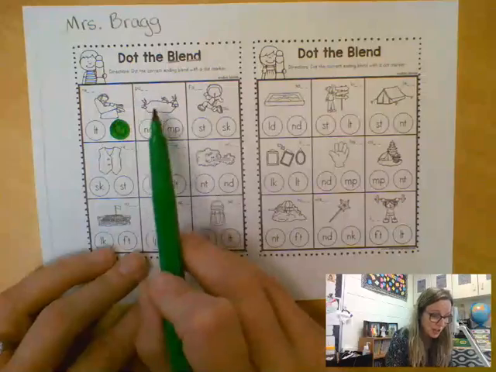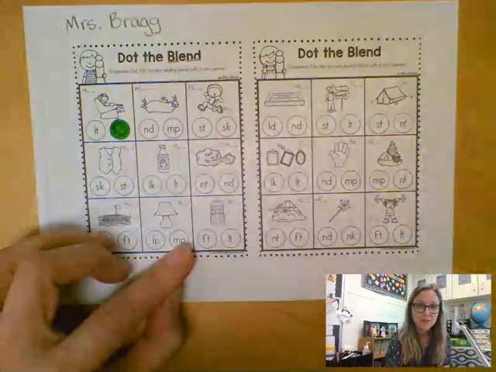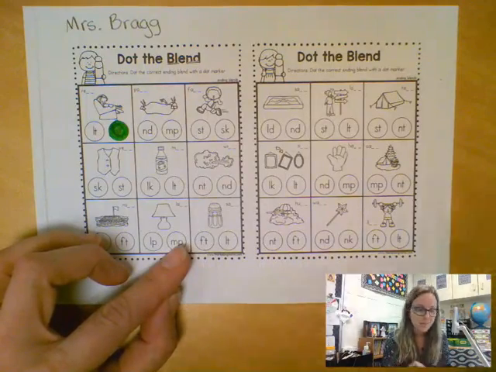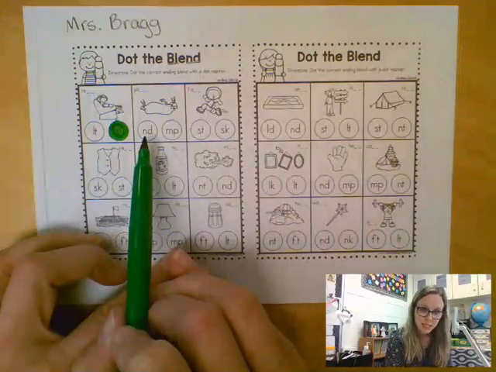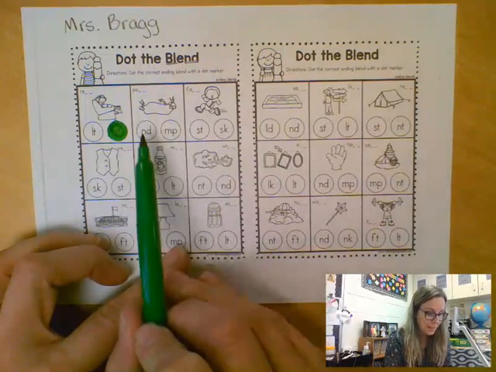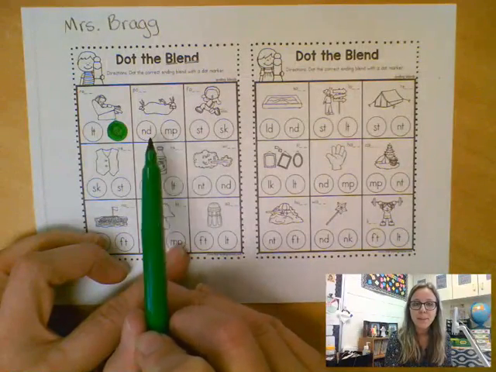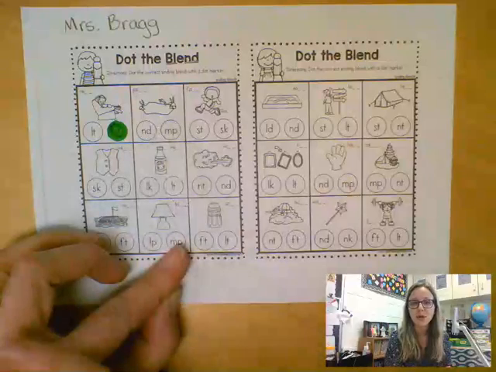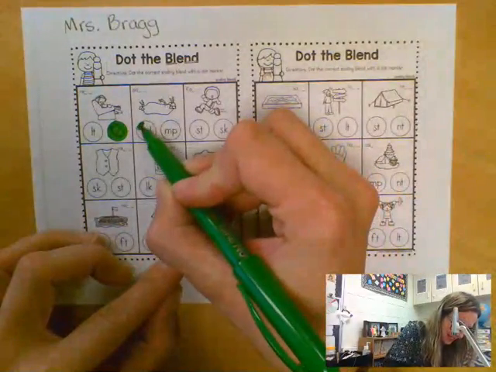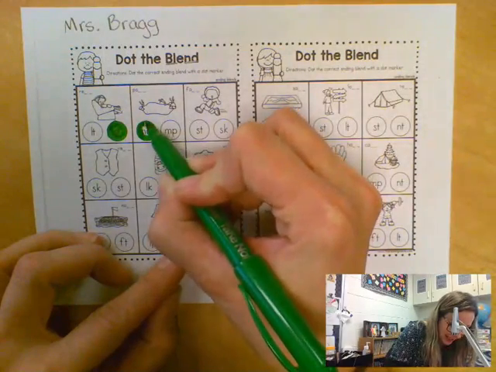Here we have a picture of a pond. And they've shown us here that the p-o are the first two sounds. And we're looking for that ending sound, the nd. So do you think the nd sound is made using ND or MP? So ND would be nd and MP would be mp. Which one of those ends the word pond? Excellent, the ND. So go ahead and color in the dot that has the ND blend.